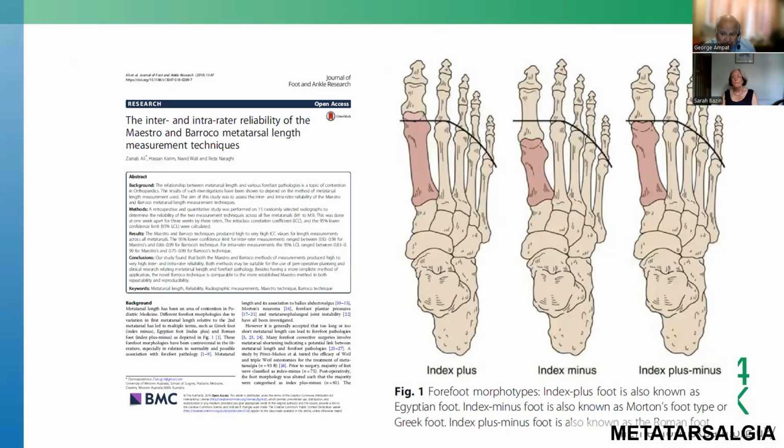This is the way different feet are. This is what is known as the Egyptian foot. This is known as the Greek foot, and this is known as the Roman foot. This is based on the statues that you find in Egypt, Greece, and Rome. So in Egypt, where the first metatarsal, the great toe, is longer, there is no primary metatarsalgia. Why? Because this is longer.